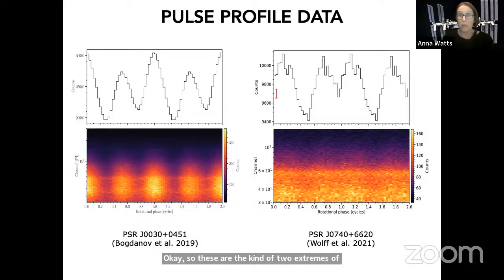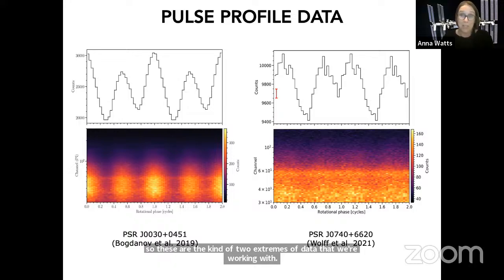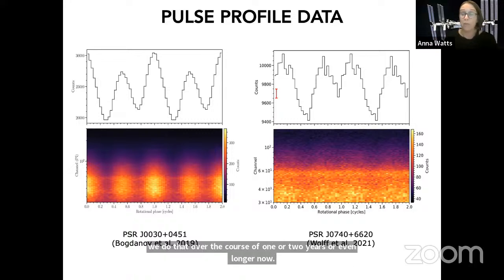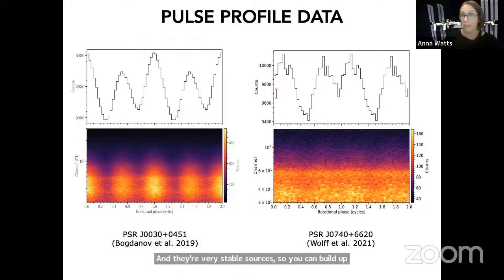They take 1 or 2 megaseconds of observations in total, several weeks, to build these data sets up. And we do that over the course of 1 or 2 years, or even longer now. They're very stable sources, so you can build up data over a very, very long time quite safely to increase your pulse profile data set.